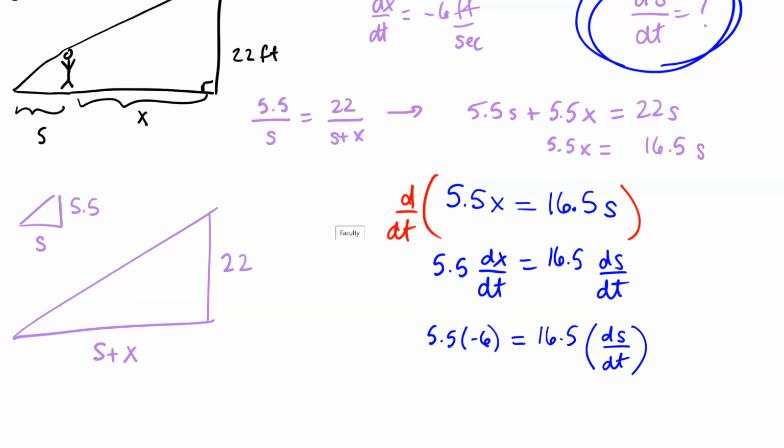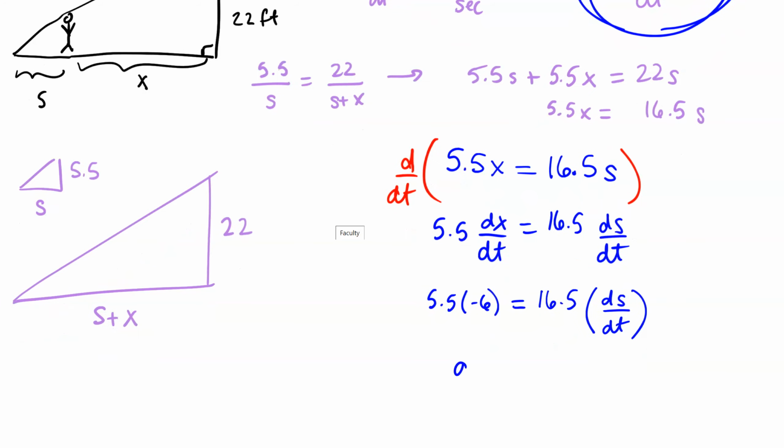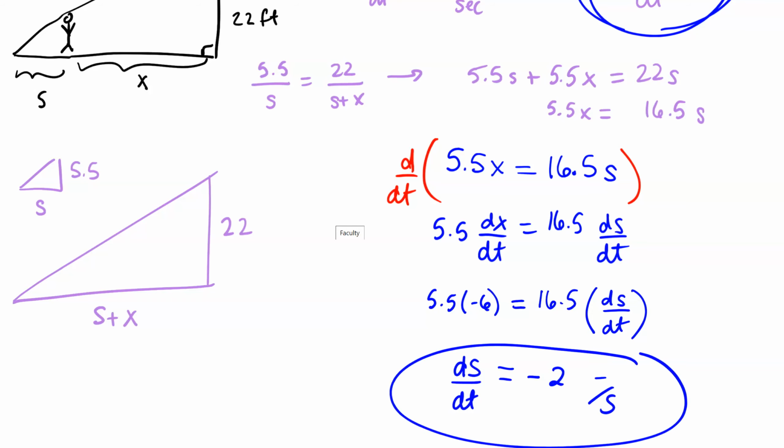So the thing we're trying to find is still over here, ds/dt. You can do the algebra, I believe in you. 5.5 times 6 is 33, divided by 16.5 is going to be 2. So -2 feet per second. At that rate, that's how much your shadow is changing. It's getting smaller by 2 feet per second. That's it for that problem.